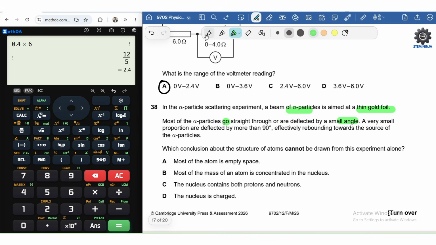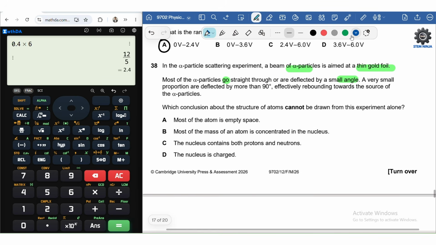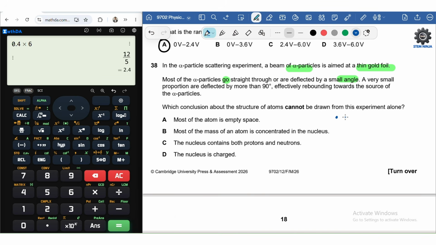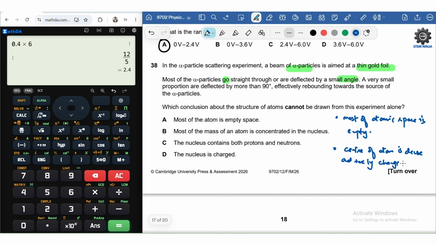Okay, so first, to figure out the negative, we need to figure out what the actual conclusions from this are. The conclusion from this is most of the atomic space is empty. The center of the atom is dense and positively charged. You could also say most of the atomic mass, or most of the density, is concentrated at the nucleus. Okay. Most of the atom is empty space.